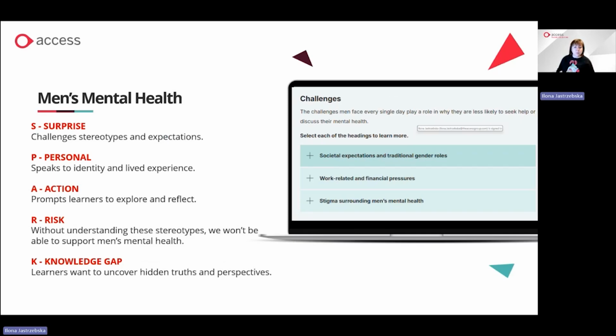So this hook works because it challenges common assumptions. Men are less likely to seek help. So that's a surprise for the learner. It also makes it personal with phrases like every single day. And there's an action. The learner is invited to click and explore to learn more. And the risk is implied. What happens if those challenges aren't addressed? And the knowledge gap keeps you curious. What are these specific challenges and what can I do about them?